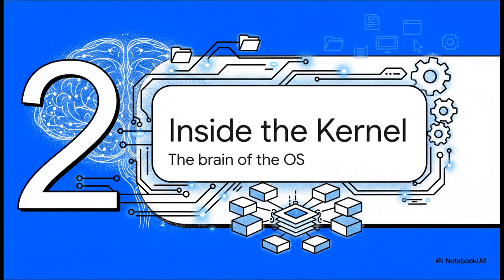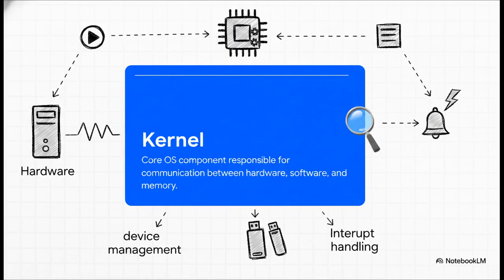Moving right along to part 2, inside the kernel. So if the OS is the manager, the kernel is the absolute brain of the operation. It's the central component that has total control over process management, device management, and interrupt handling. When your hardware needs something, or when a software app wants to run a complex calculation, they actually don't talk to each other directly. No way! They talk to the kernel.